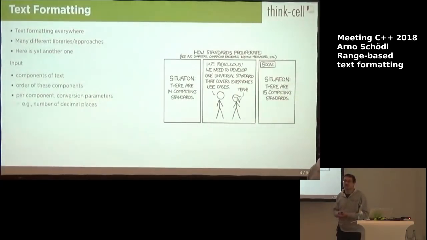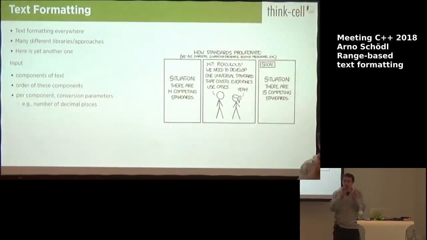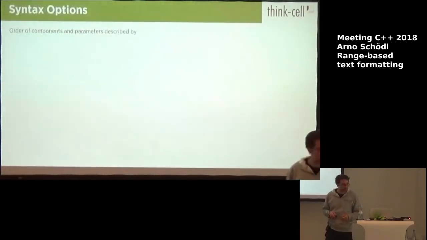So let's talk about first, what is text formatting? You have components of text, little snippets, and you have a certain order that you want to put these components into. And then maybe per component, you have some parameters. You have a number, and you have certain description of how you want to format this number. And you put this all together, and at the end, you have a string. That's, in a nutshell, what text formatting is doing.